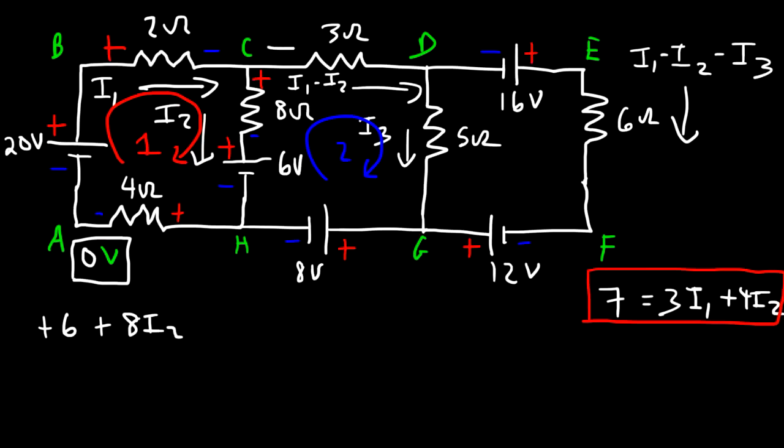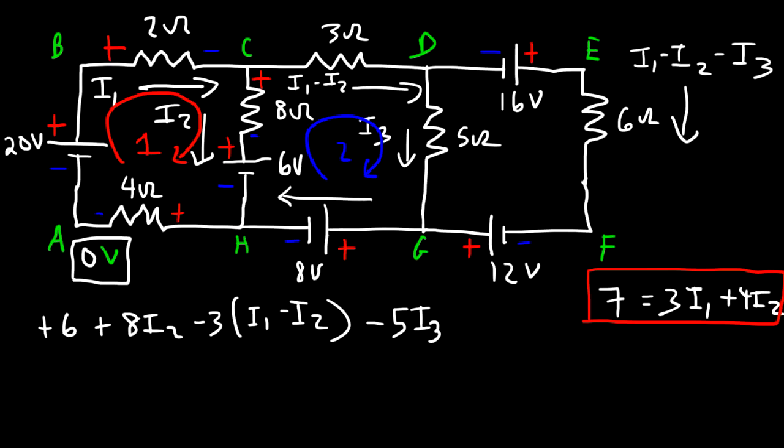And then we need to travel in this direction, in the direction of I1 minus I2. So that's a voltage drop. And so that's going to be minus 3 times I1 minus I2. Now, as we flow through the 5 ohm resistor in the direction of I3, that's going to be a voltage drop of 5I3. And then let's go through the 8 volt battery. So we're going towards the lower potential. So that's a voltage drop of 8 volts. And so that should equal 0.